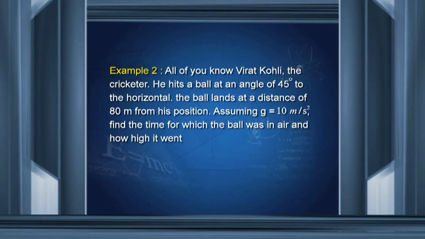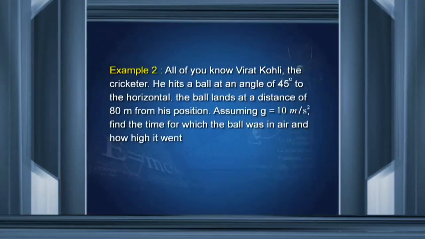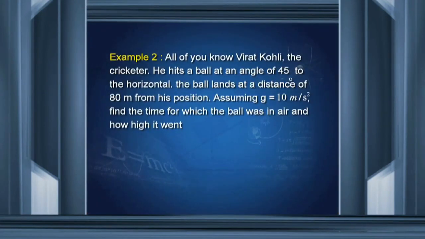Let us take another example. All of you are familiar with Virat Kohli. I know most of the students have Virat Kohli as one of their icons. He hits a ball at an angle of 45 degrees to the horizontal. Not that he always does that, but as an example, we can take the 45 degrees to the horizontal. The ball lands at a distance of 80 meters from his position. That is, from the pitch, the ball lands at a distance of 80 meters.